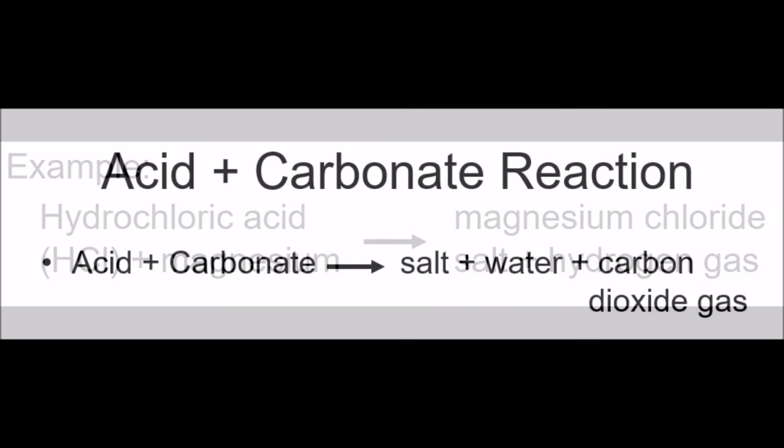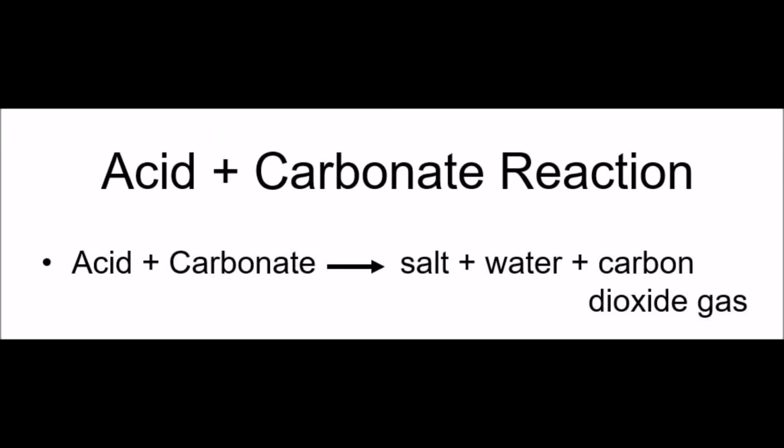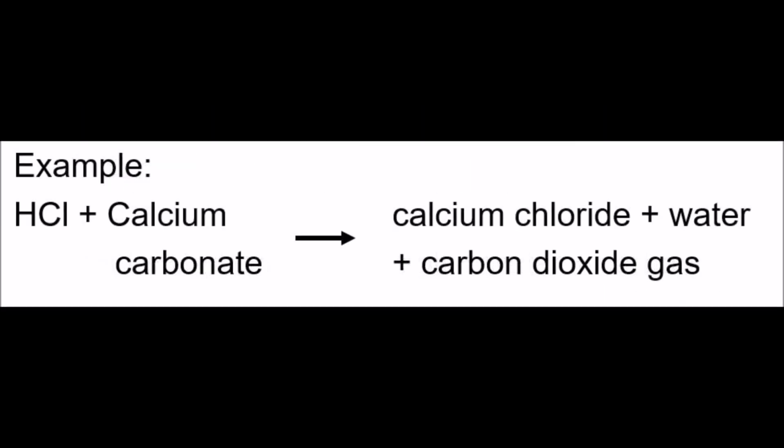An acid and carbonate reaction involves an acid and carbonate turning into salt, water, and carbon dioxide gas. An example of this is hydrochloric acid and calcium carbonate turning into calcium chloride, water, and carbon dioxide gas.